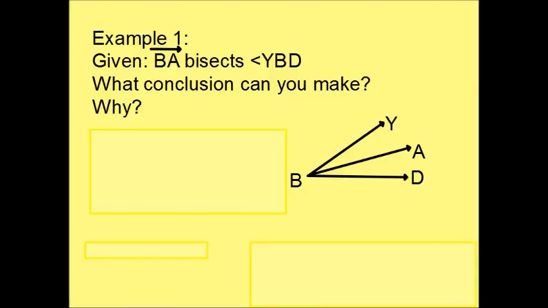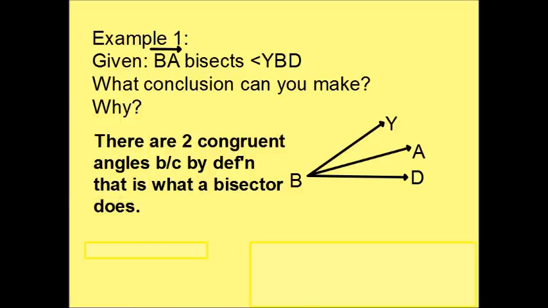Alright, here we go with example 1. We're given that ray BA bisects angle YBD. So what conclusions can you make and why? Let's look at that given again. Our key word in our given is bisect. And what does it mean to bisect? Well, bisecting means that there are two congruent angles, because by its definition, that's what a bisector does.